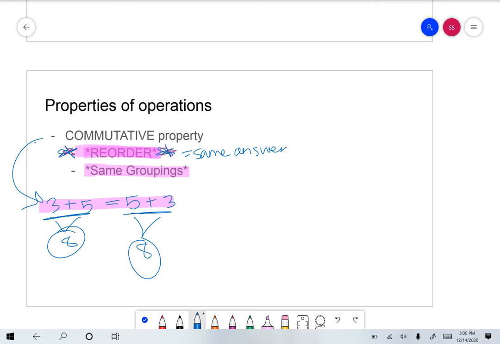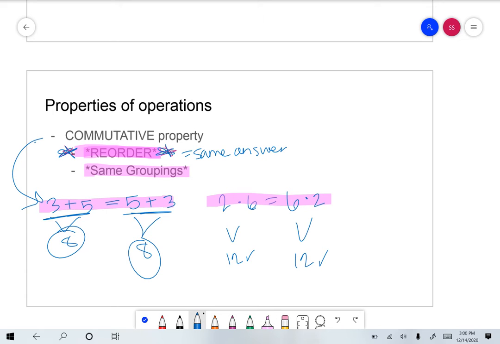So let's use different numbers. Yeah, let's do maybe 2 and 6. If we multiply 2 times 6, we get 12. Commutative property says that we can reorder those numbers, so 6 times 2, and we'll get the same answer. And that is definitely true. They both equal 12. Okay, so there's a good example of commutative property of multiplication.